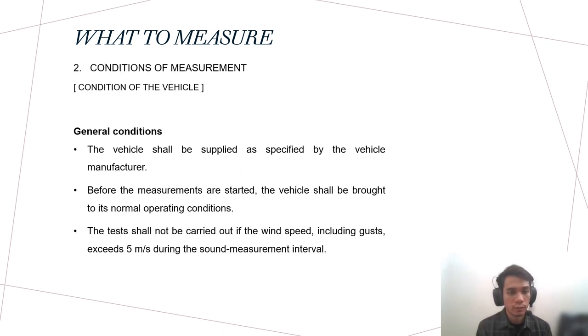Okay, for number 2, the condition of measurement. Condition of the vehicle. General condition. The vehicle shall be supplied as specified by the vehicle manufacturer. Before the measurements are started, the vehicle shall be brought to its normal operating conditions. The test shall not be carried out if the wind speed, including gusts, exceeds 5 m/s during the sound measurement interval.